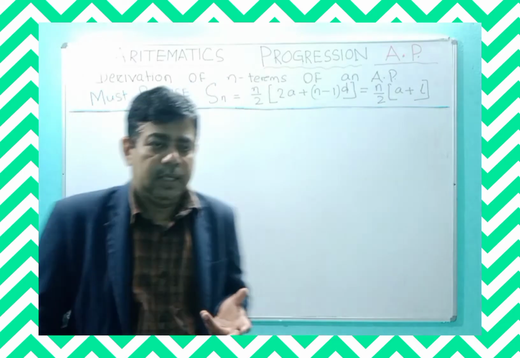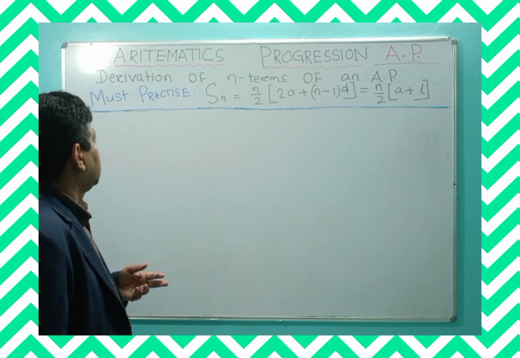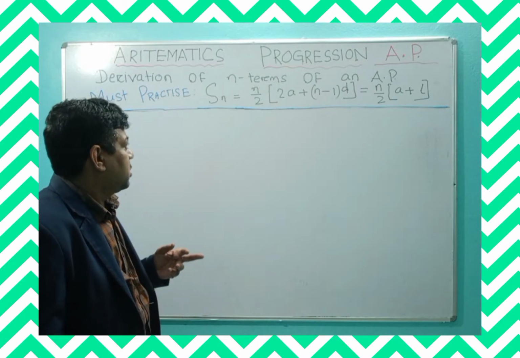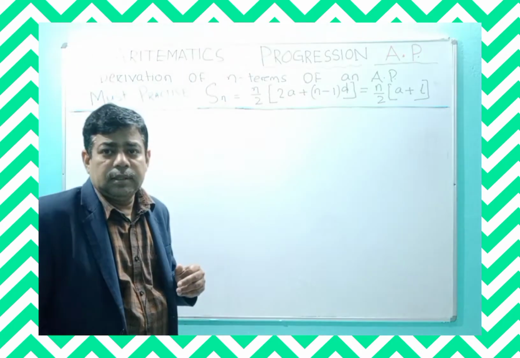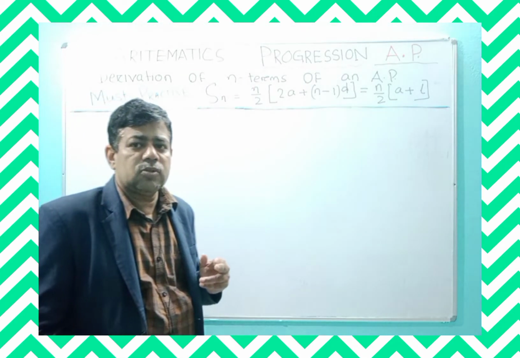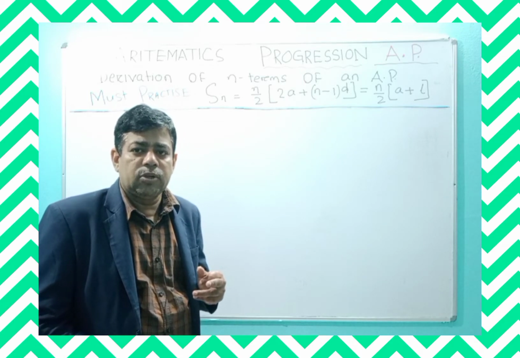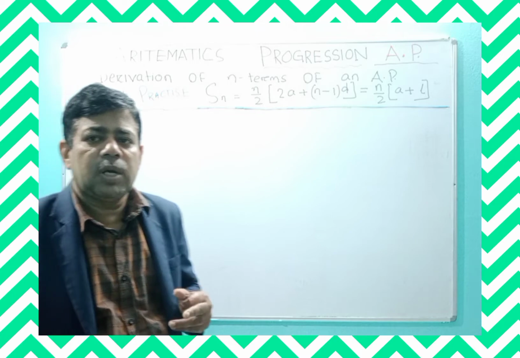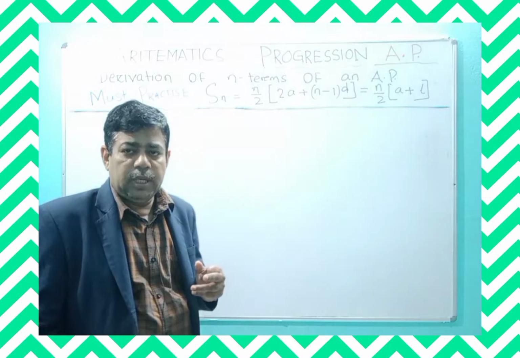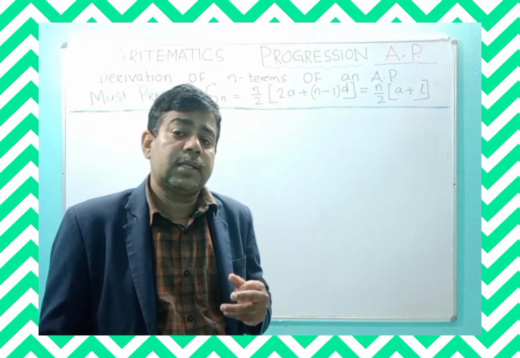Here is the statement in front of you: derivation of the sum of n terms of an AP. The sum of n terms, Sn, is equal to n by 2 whole into 2a plus n minus 1 into d. Or we can also write Sn is equal to n by 2 whole into a plus l, where l is the last term of the AP.